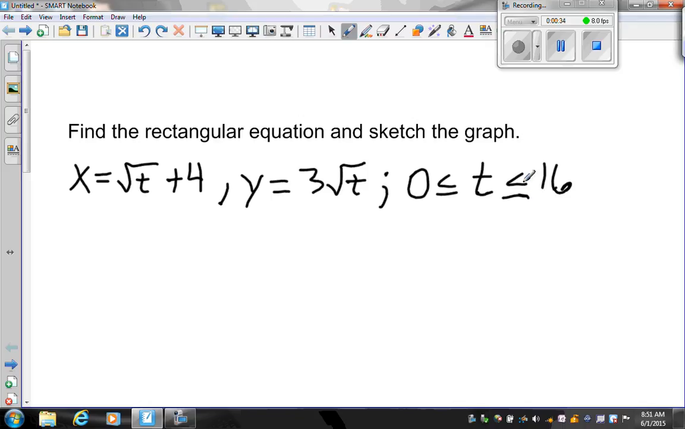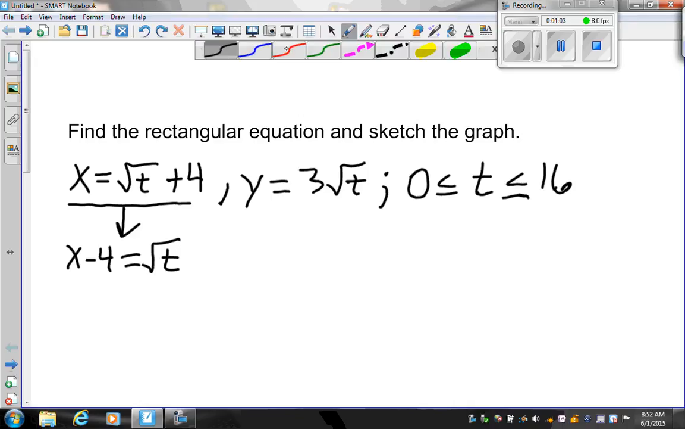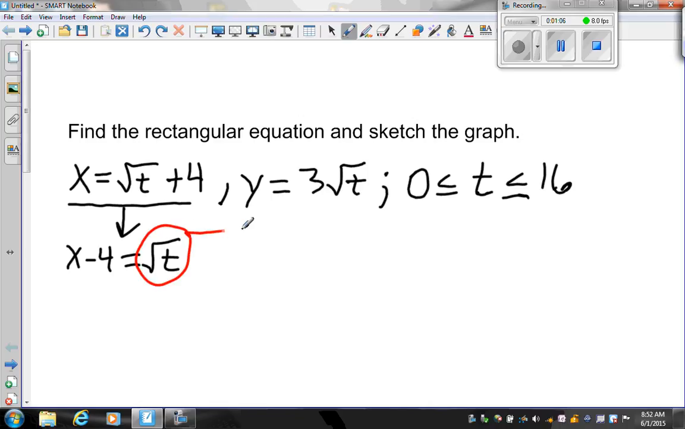So when we're trying to find a rectangular equation, we use the method of eliminating the parameter, which usually boils down to trying to solve one of the equations for the parameter and then substituting back into the other equation. So here, if we take our equation x equals the square root of t plus 4, and we start to solve for t, we can subtract 4 from both sides. x minus 4 equals the square root of t, and at this point we can actually stop because the square root of t also appears in the equation for y. So we don't have to solve all the way for t every time. Sometimes we can just solve for some variation, something that includes the t.